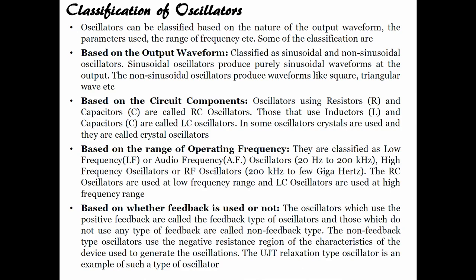Same way, based on circuit components, whether we are using R, C, L, LC. If it is R and C, it is an RC oscillator; if it is L and C, it is a different kind of oscillator. We will see different kinds of oscillators depending on how many L and how many C, it can be a Hartley oscillator, it can be a Colpitts oscillator. So we have to understand that depending on the circuit components, we can also classify oscillators. Depending on waveform, we can classify oscillators as sinusoidal or non-sinusoidal.